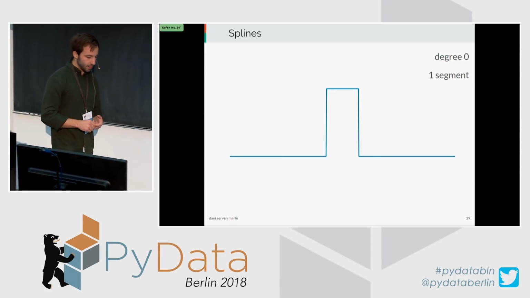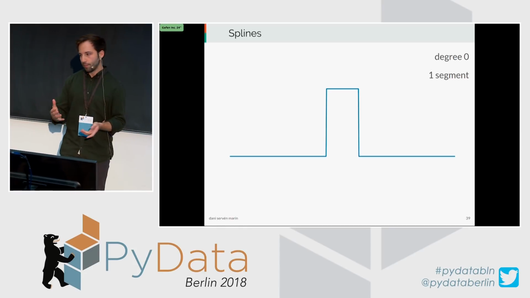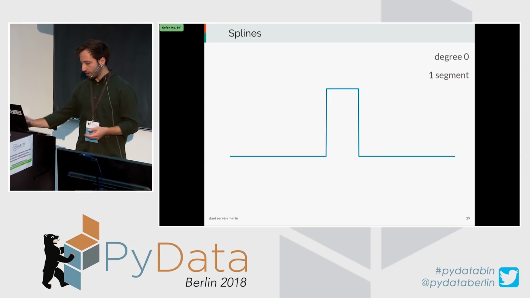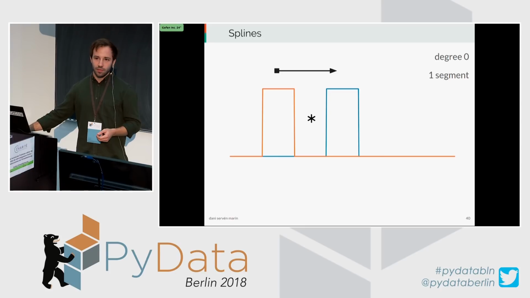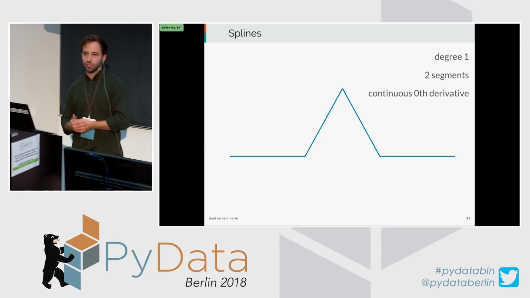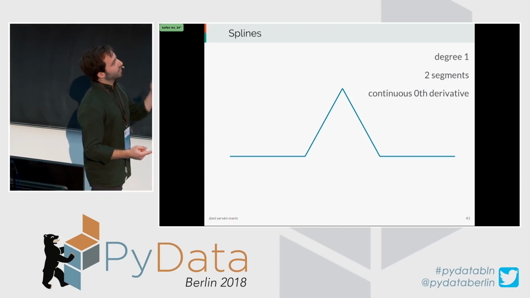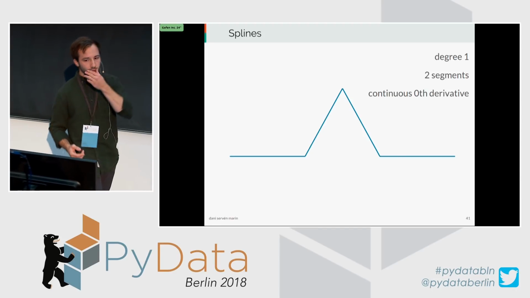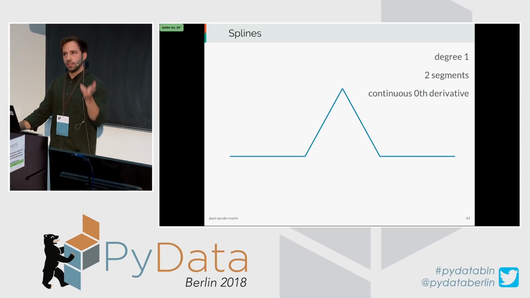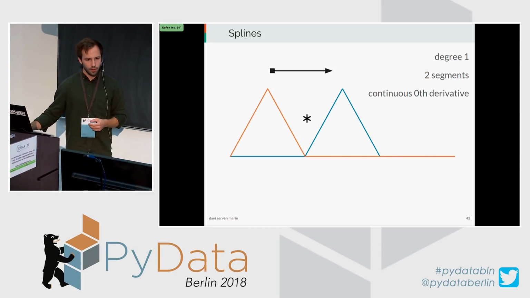A spline is a function that is non-zero on a very small interval, and it's built out of low-degree polynomials. So the simplest spline is just this box function. And there's this really cool property, which is that if you convolve splines, you get a spline of one degree higher. So we convolve these two box functions, and we get a spline of degree 1. The cool thing is that this spline has a continuous zeroth derivative, right? It's a continuous function. So what we'll see in general is that a spline of degree n has continuous n minus 1 derivatives, and it also has n plus 1 segments.